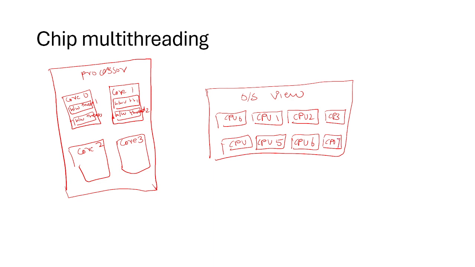So here in the chip multi-threading, from the processor point of view, if we have 4 cores, each core having 2 hardware threads. But from the OS point of view, each hardware thread will be considered as one processor. So here in the multi-core processor, we have two levels of scheduling.